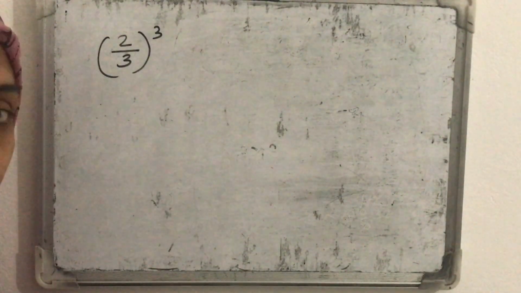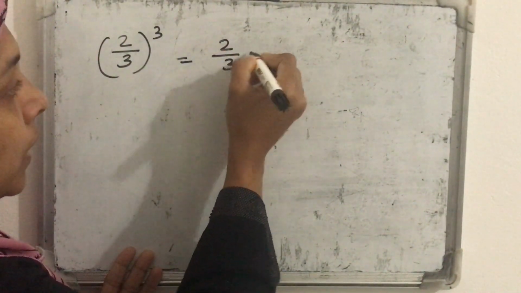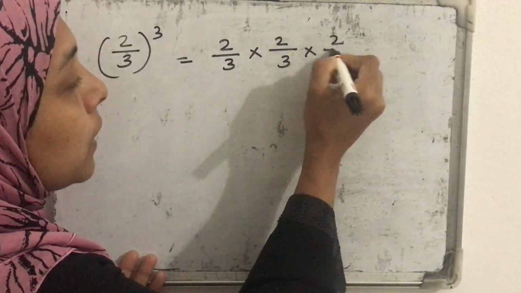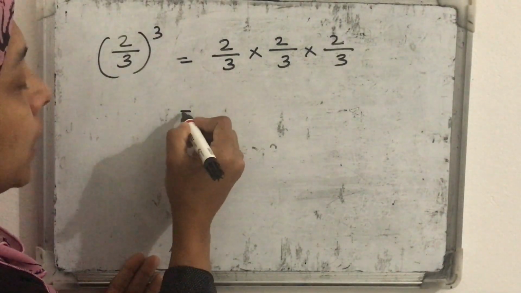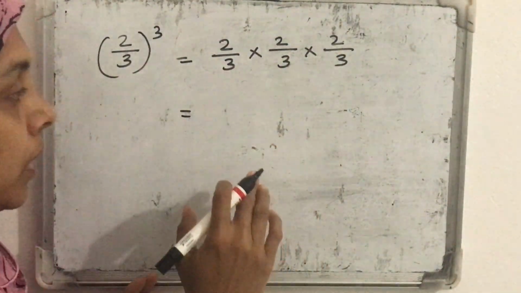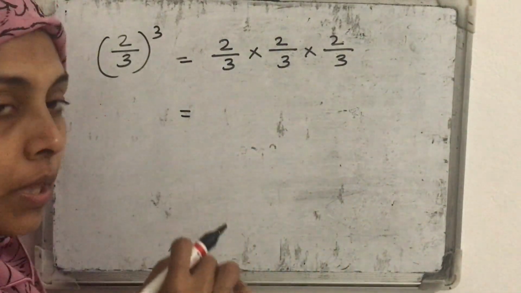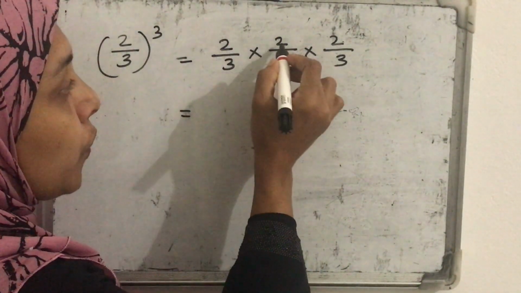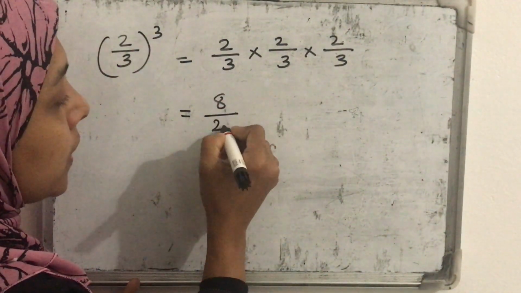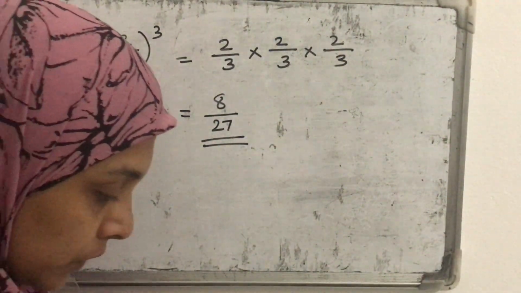Then how can we find its value? The base 2 by 3 is multiplied how many times? 3 times. 2 by 3 into 2 by 3 into 2 by 3. If it is multiplication, that is very easy: multiply the numerators, that will be the product numerator, and multiply the denominators, that will be the product denominator. 2 into 2, 4, 4 into 2, 8, and 3 into 3, 9, 9 into 3, 27. So the value of (2/3) whole cube is 8 by 27. It's very easy.